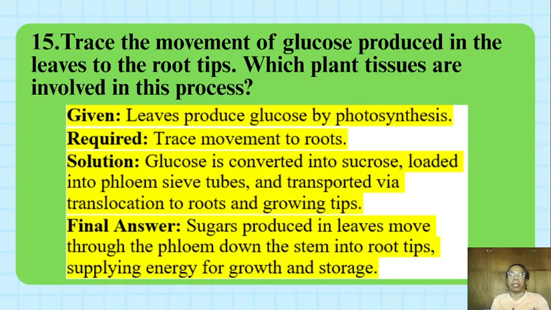Glucose is converted into sucrose, loaded into phloem sieve tubes, and transported via translocation to roots and growing tips. Final answer: sugars produced in leaves move through the phloem down the stem into root tips, supplying energy for growth and storage.